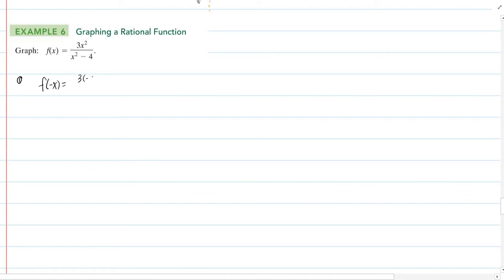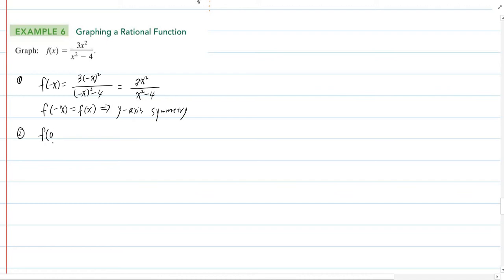That would be 3 times negative x squared over negative x squared minus 4, which gives you 3x squared, right? Because you are raised to an even power, you're going to get 3x squared. Again here, we're going to raise to an even power. Same thing, you're going to get x squared, and then we're going to have minus 4. Look at them, they're exactly the same, which means we're going to have a y-axis symmetry. So that is our step 1.